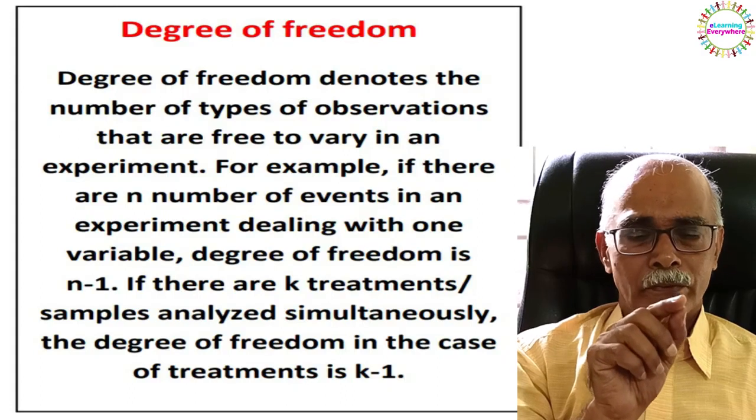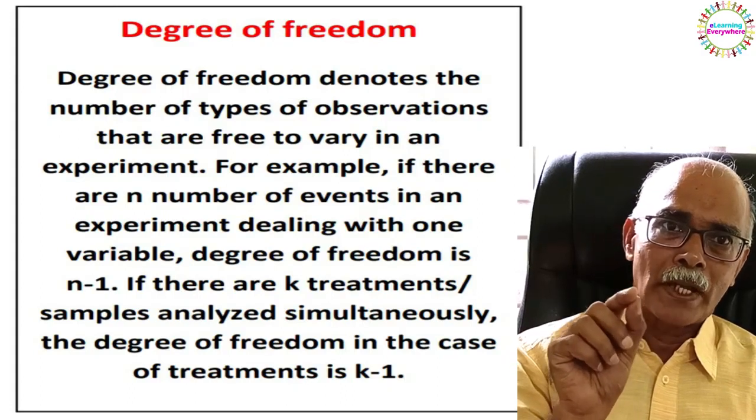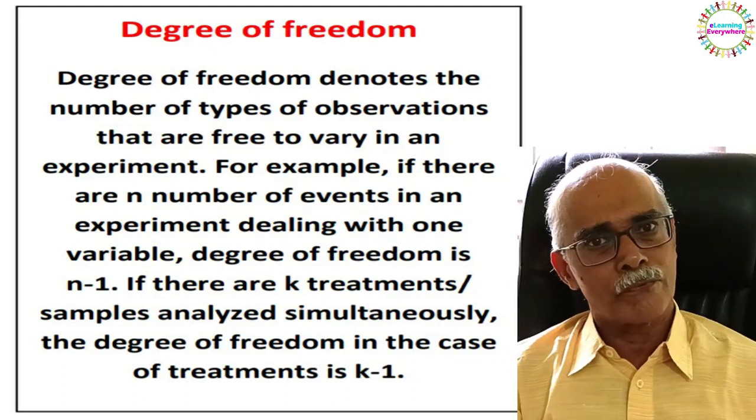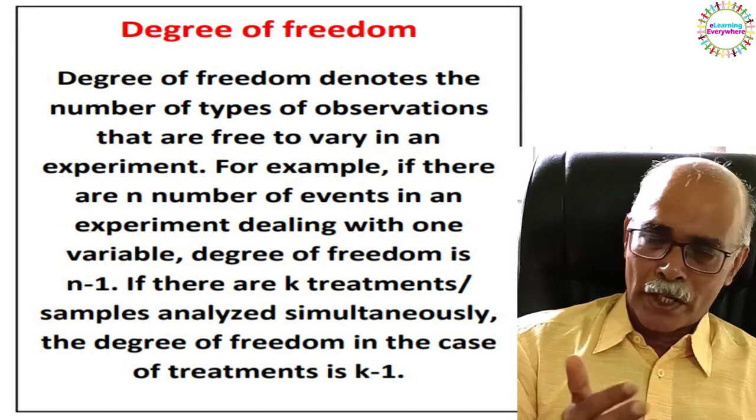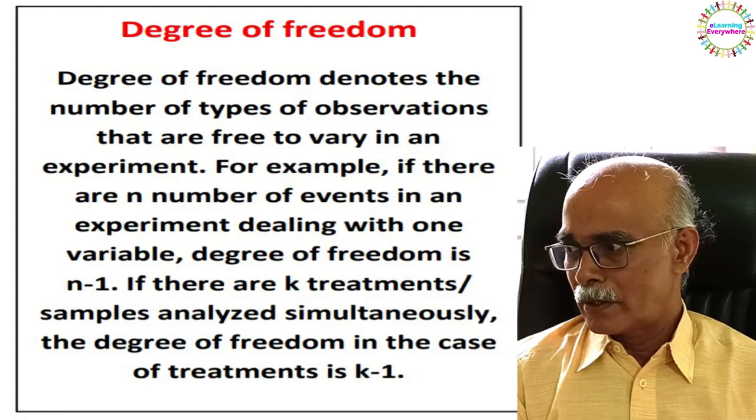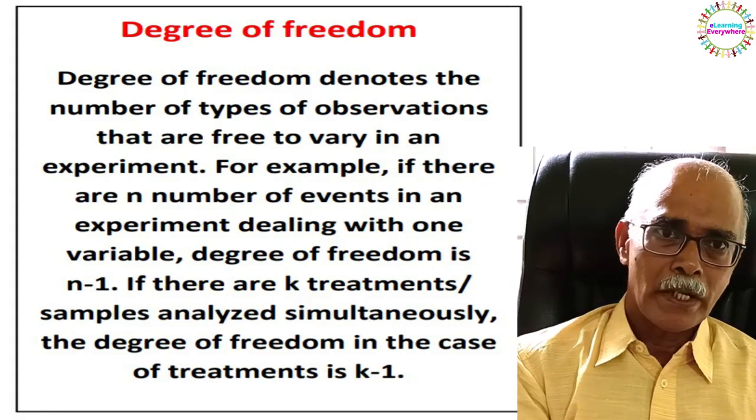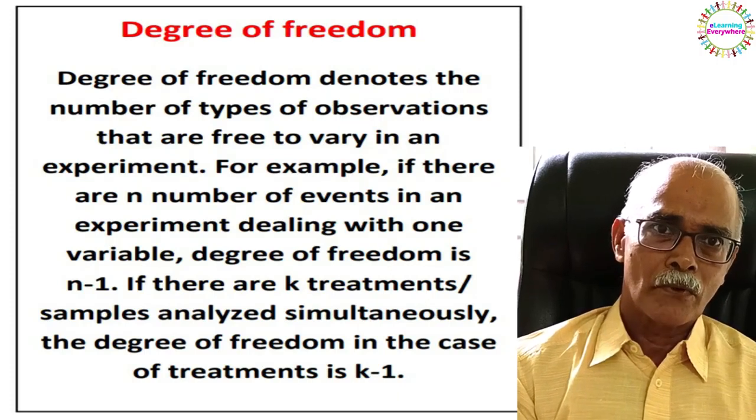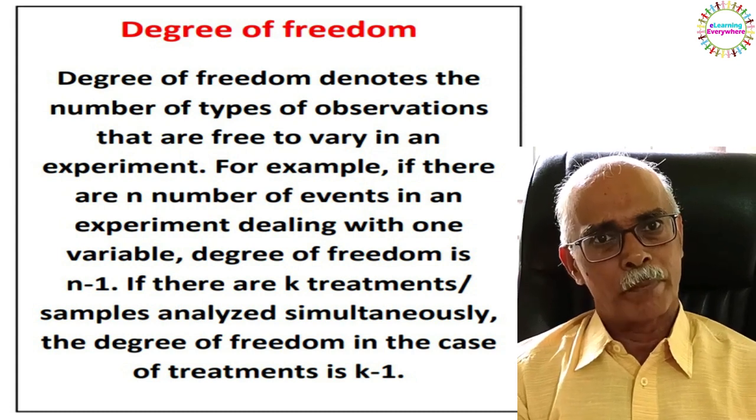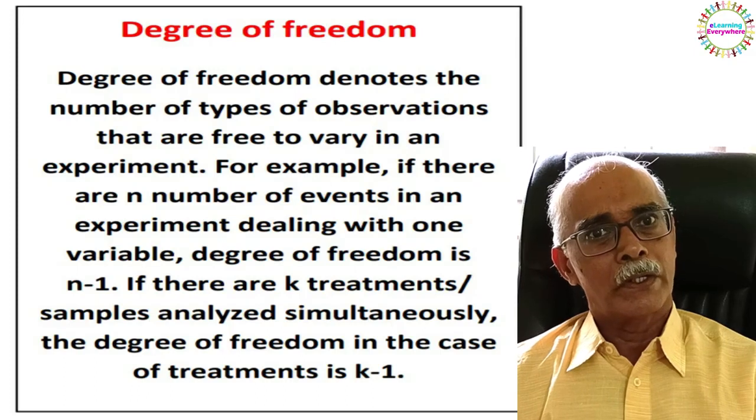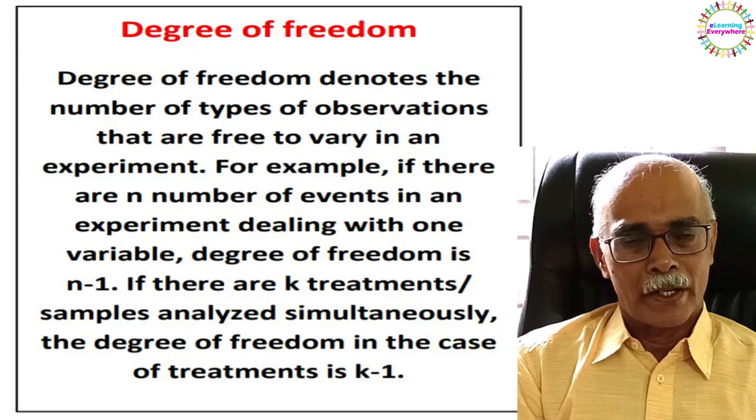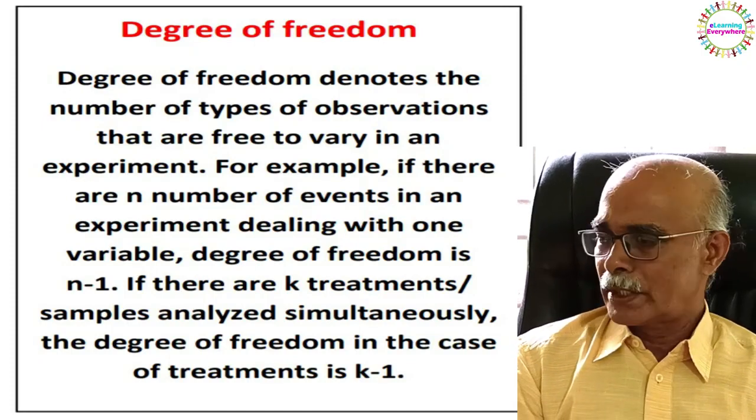So you have to look for the value of that test statistic at a particular probability level, at a particular degree of freedom. For example, t at 5% level for 1 degree of freedom, t at 5% level for 3 degrees of freedom, or t at 1% level for 10 degrees of freedom, like that. So in that way you will be getting the data arranged in the tables of test statistic.